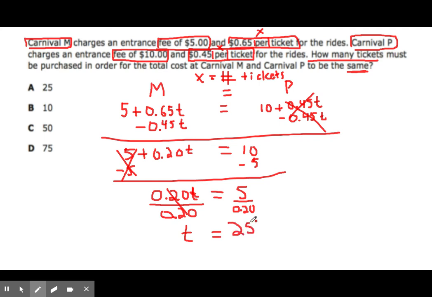25. All right, so how many tickets must be purchased in order for the total cost at Carnival M and Carnival P to be the same? 25 tickets. Do I see a 25? I do. It's answer choice A. All right, good job.